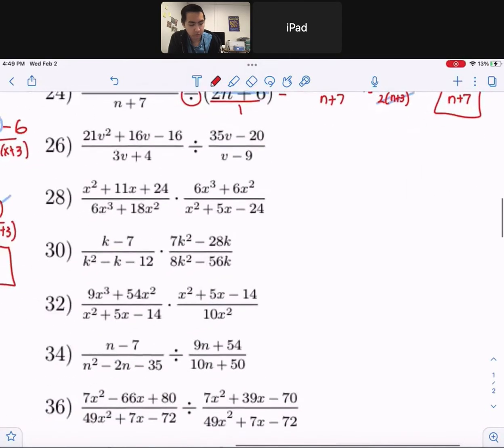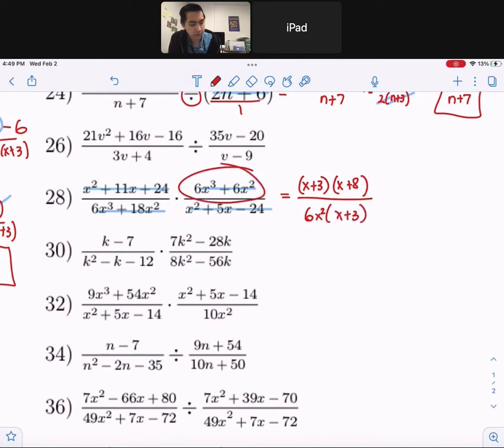28. Okay, so all of this stuff, we can factor. You can factor all 4 of those. For the top, use the x method, x plus 3 times x plus 8. On the bottom, you can factor out a 6x squared from both to get x plus 3. On this top, you can also factor out a 6x squared to get x plus 1. And on this, another x method, x plus 8 times x minus 3.